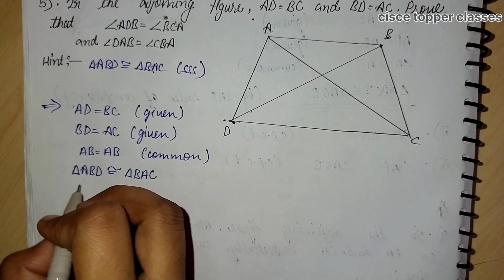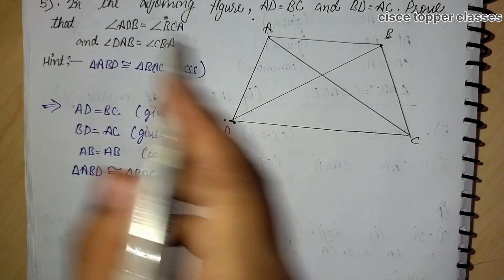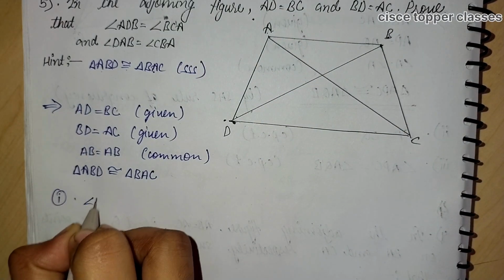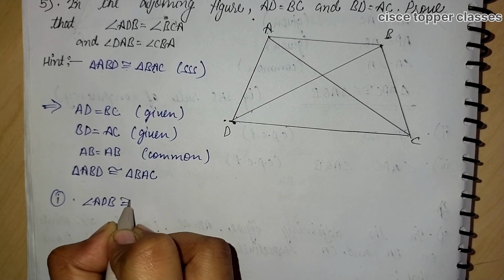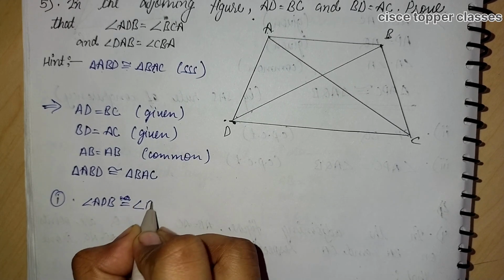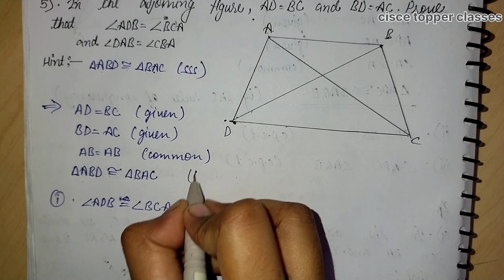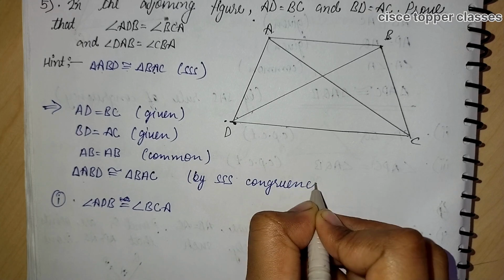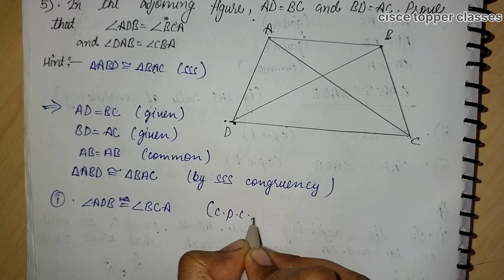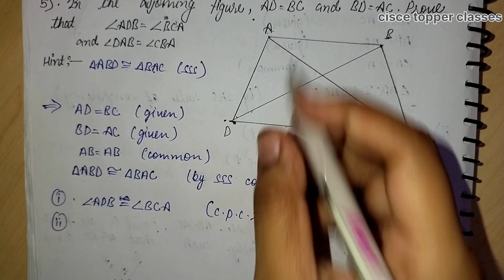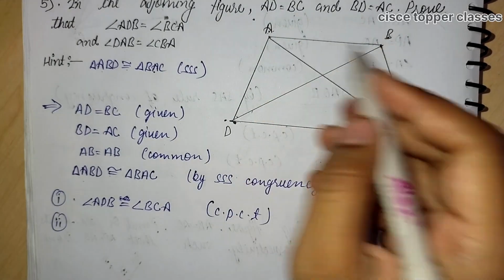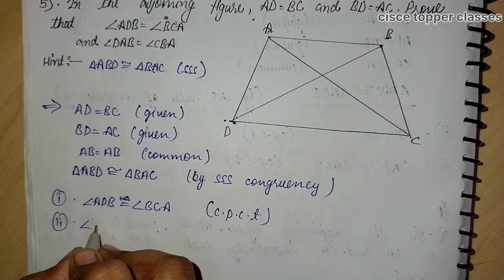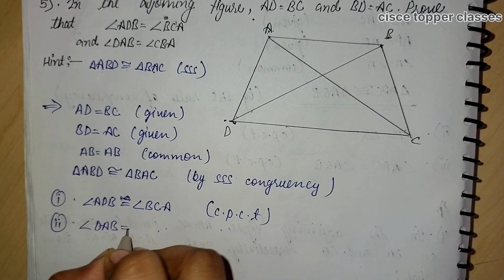Now again we can write that angle ADB is equal to angle BCA. So the first part is ADB is equal to BCA from CPCT by this SAS congruency which we have proved. Now the second part is also by CPCT. DAB is equal to CBA. This is again from CPCT we can prove.